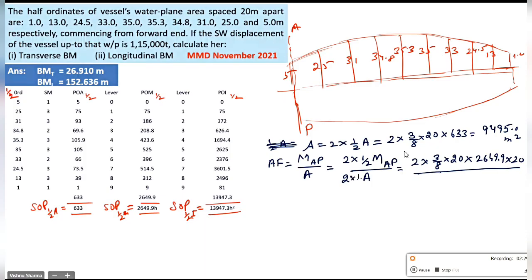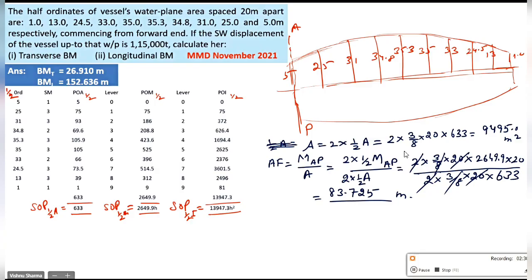That will be 2 into half area, okay. So it will be equal to 2 into half area, which is 3 by 8 into 20 into 633. This 2, this 3 by 8, then this 20 gets cancelled. So you have AF. How many meters does the AF come to, beta? Sir, 83.725. Okay, somebody can validate it if there's a problem. Yes, it's correct. Okay, guys.